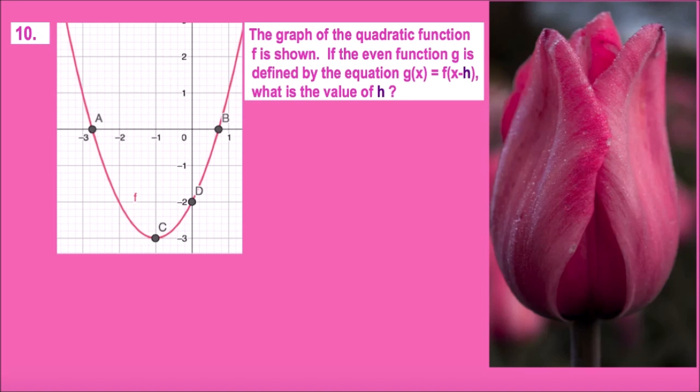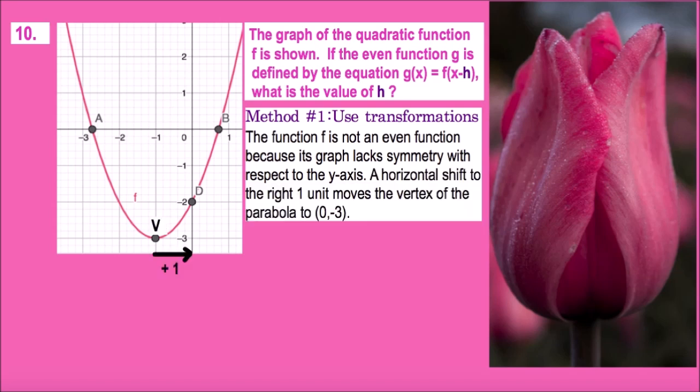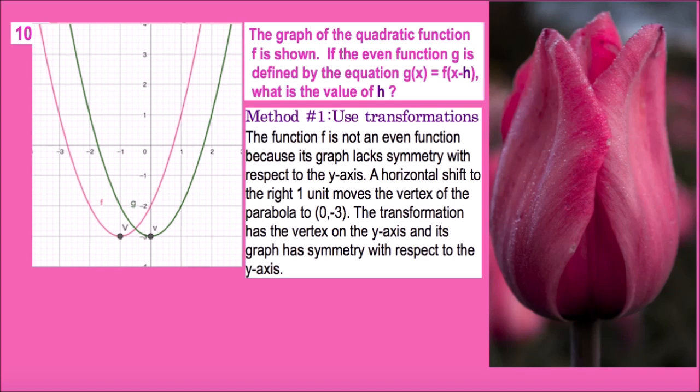Question 10. The graph of the quadratic function f is shown. If the even function g is defined by the equation g of x equals f of x minus h, what is the value of h? Method 1. Use transformations. The function f is not an even function because its graph lacks symmetry with respect to the y-axis. A horizontal shift to the right 1 unit moves the vertex of the parabola to the point of coordinates 0, -3. The transformation has the vertex on the y-axis, and its graph has symmetry with respect to the y-axis.